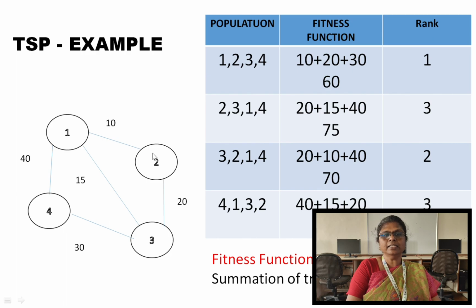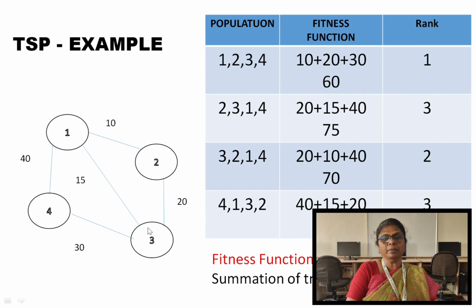So we can see here the cost of travel between 1 and 2 is 10, and 2 and 3 is 20, 3 and 4 is 30, and 4 and 1 is 40. And we can see here that there is also a path between 1 and 3, and the cost is 15. It is very important to note that there is no path between 2 and 4.